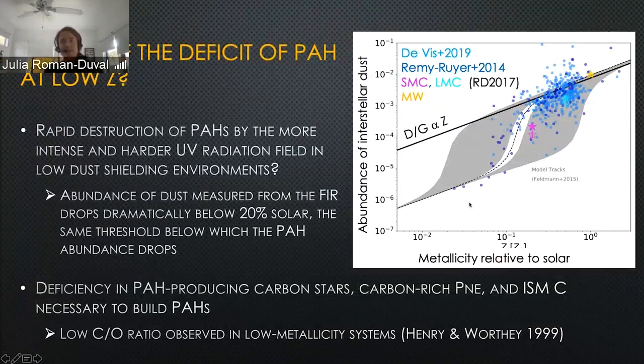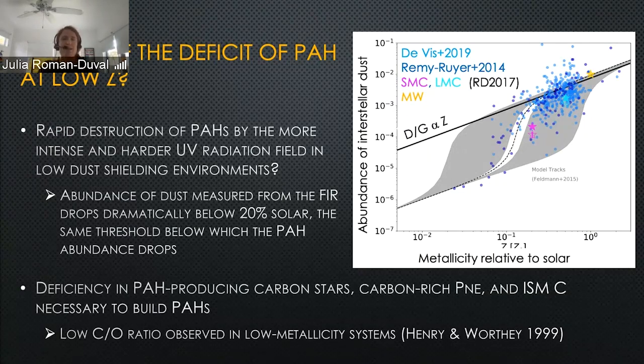Coincidentally, this metallicity of about 1/10 solar also corresponds to the metallicity at which we observe the abundance of interstellar dust to drop dramatically. So above 10% solar metallicity, galaxies pretty much look like the Milky Way. They have a lot of dust in them in star-forming regions, but below this metallicity, we can barely detect anything from the far infrared, say with Herschel or Spitzer.